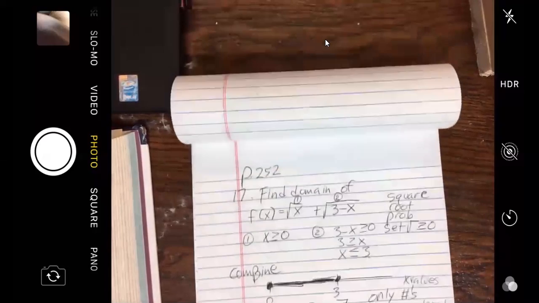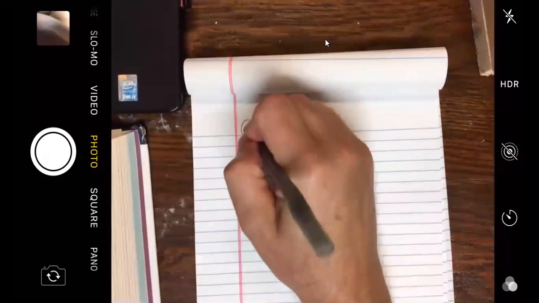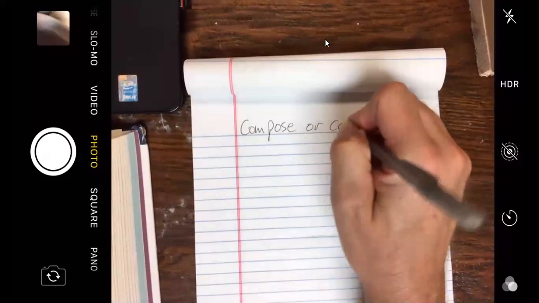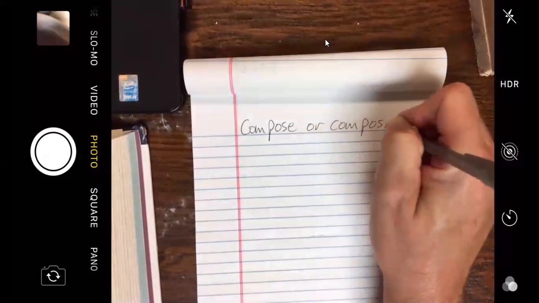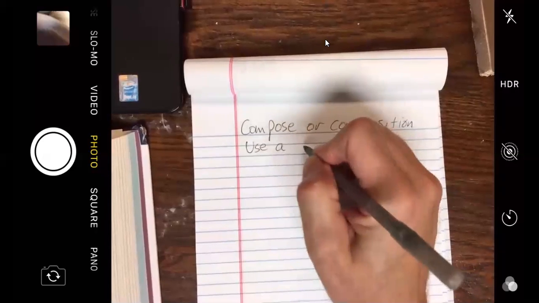All right. Why don't we try something like 29? This is called compose or composition. They use a little circle.